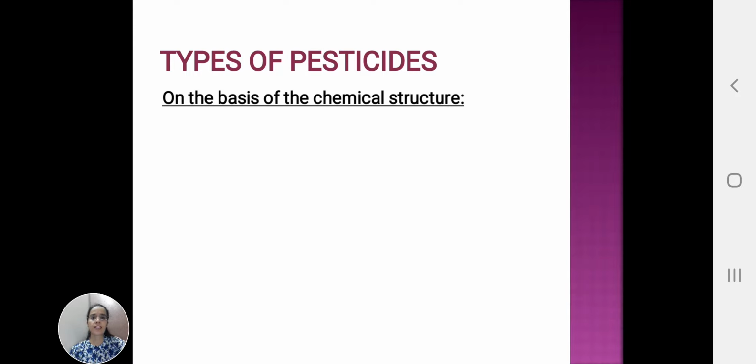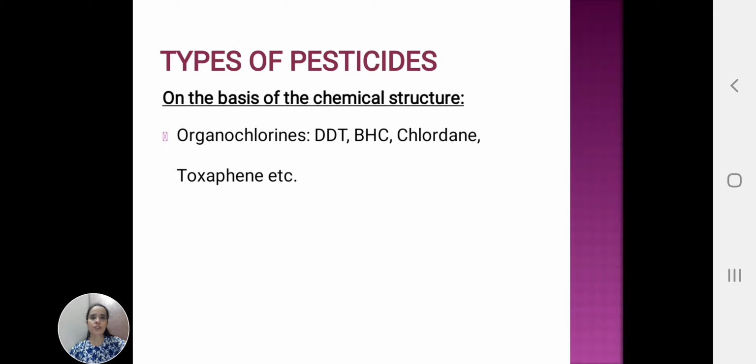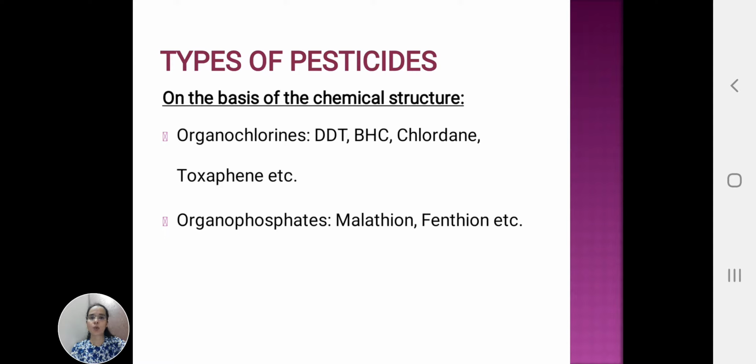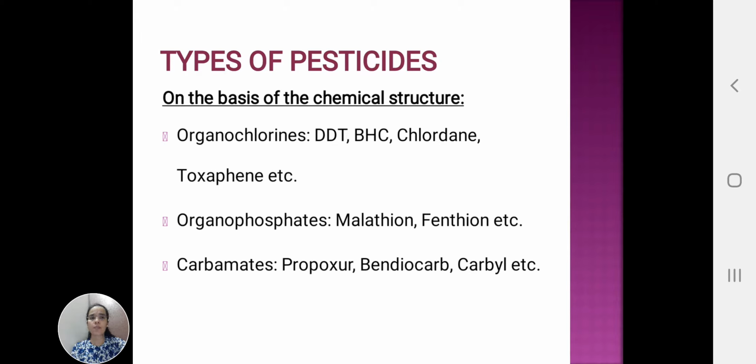Now, types of pesticide. Pesticides are classified differently. They can be classified on the basis of their chemical structure, on the basis of the target group of pests they attack, on the basis of mode of their formulation, and on the basis of mode of entry into the target pests. On the basis of the chemical structure, pesticides can be organochlorines, DDT, BHC, chlordane, toxaphene, etc. Organophosphates like malathion, fenthion, etc. Carbamates like bendiocarb, carbaryl, etc. And pyrethroids like deltamethrin, permethrin, etc.